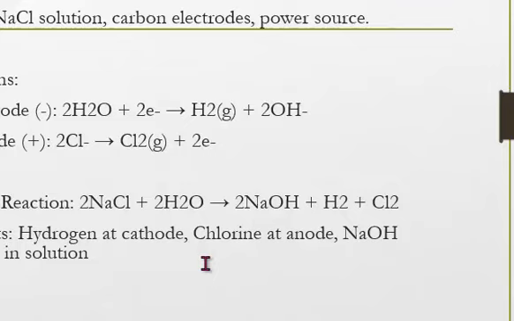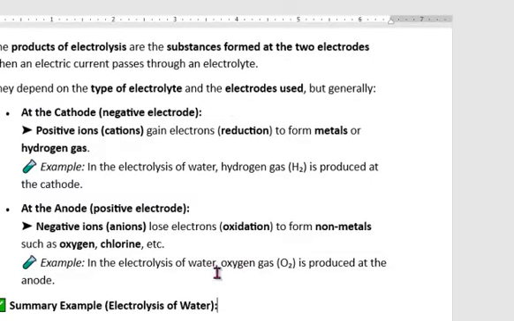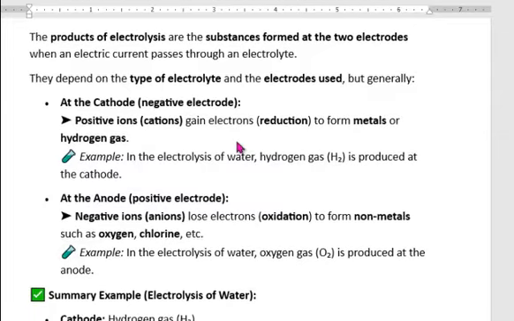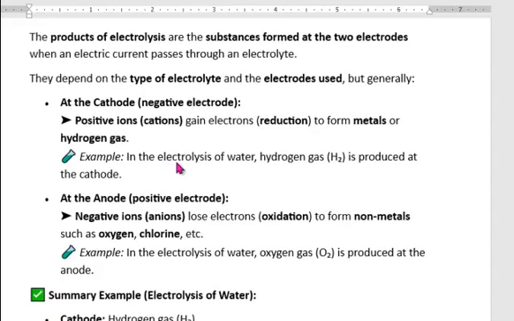Let me give you more details of what you're actually seeing here so that you can have a better understanding of it. You can see now, let me adjust this so that you can get what I'm saying here. That is the product of electrolysis, the substances formed at the electrodes when electric current passes through an electrolyte. Now they depend on the type of electrolyte and the electrode used, but generally at the cathode, the negative electrode, positive ions (cations) gain electrons, reduction, to form metal or hydrogen gas. Now for example, in the electrolysis of water, hydrogen gas is produced at the cathode.